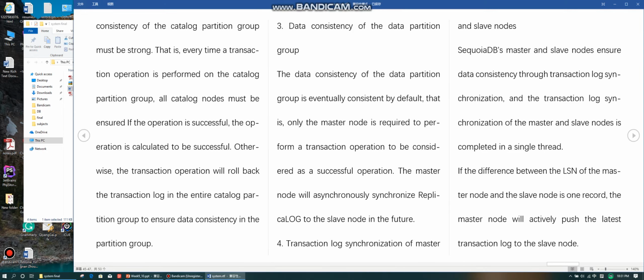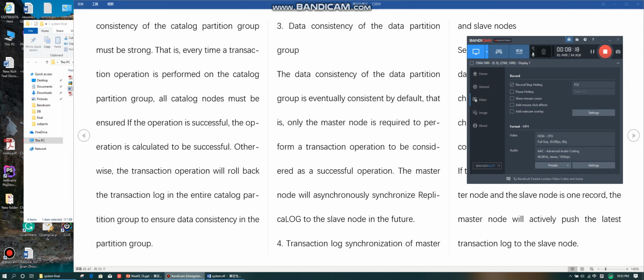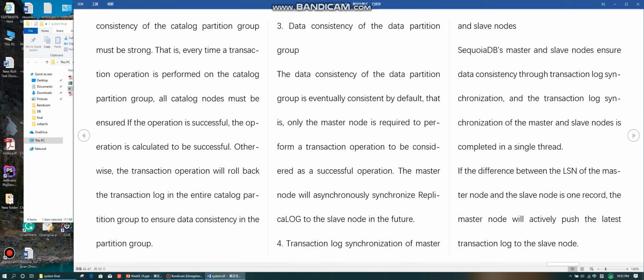Data consistency of the data partition group. The data consistency of the data partition group is immediately consistent by default, so only the master node is required to perform the transaction operation for it to be considered a successful operation. So the master node will synchronize the replication to the slave node in the future.